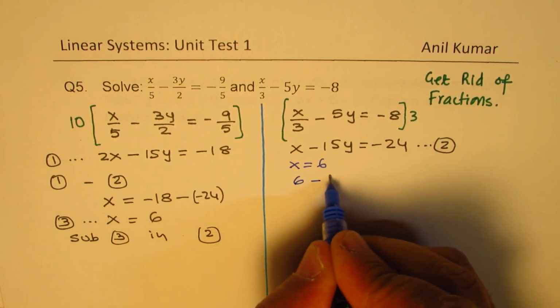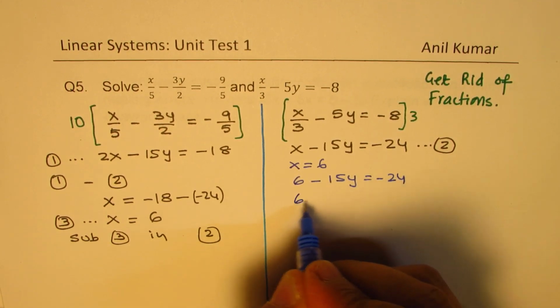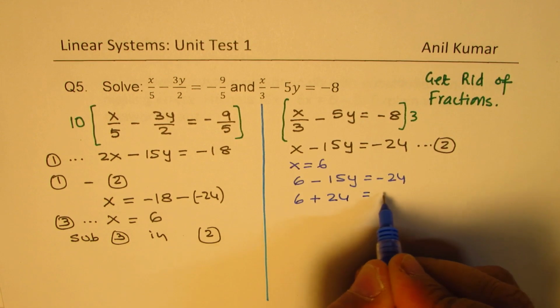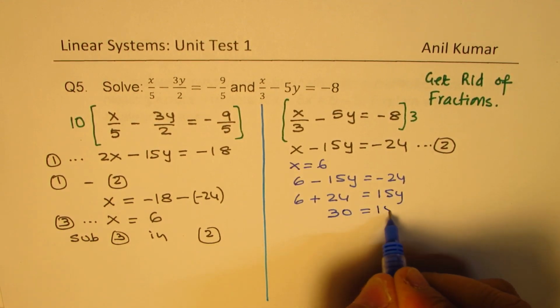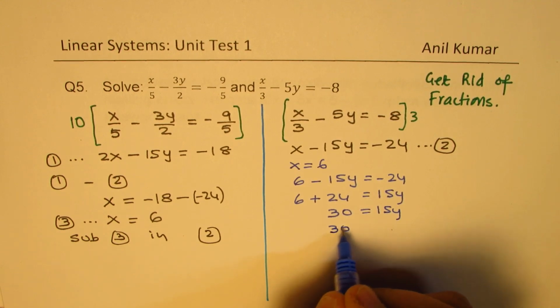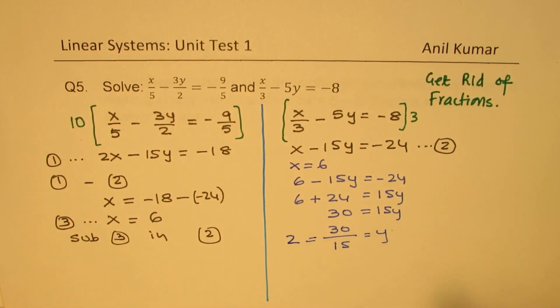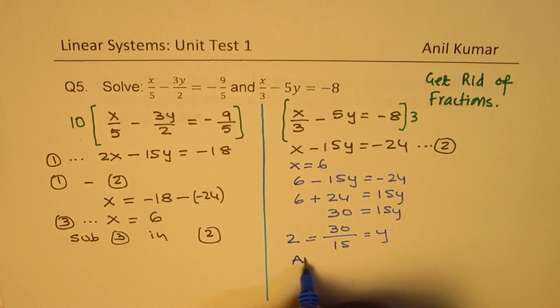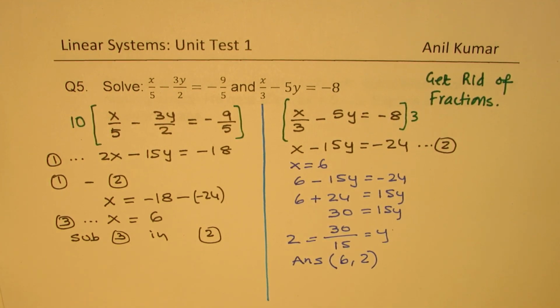So we get 6 minus 15y equals to minus 24. So 6 plus 24 is equal to 15y, correct? So 30 is equal to 15y. So 30 divided by 15 is equal to y, which is 2. So we get our answer, which is the x value is 6 and the y value is 2. Is that clear to you? So that is how we are going to find the solution of question number 5.